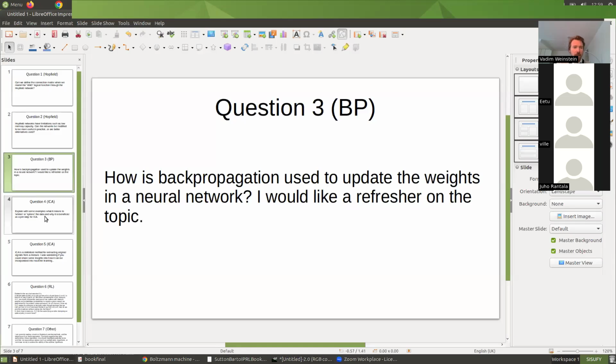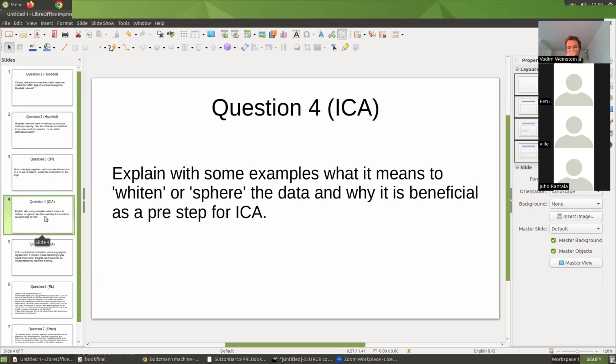Question 3. Question 4, ICA. Okay, what is the meaning of whitening? I kind of skimmed through it. I didn't really show you what it is, for a reason, because it's kind of complicated. It requires more lectures, but we can go through it fast. Let's now have a vote.